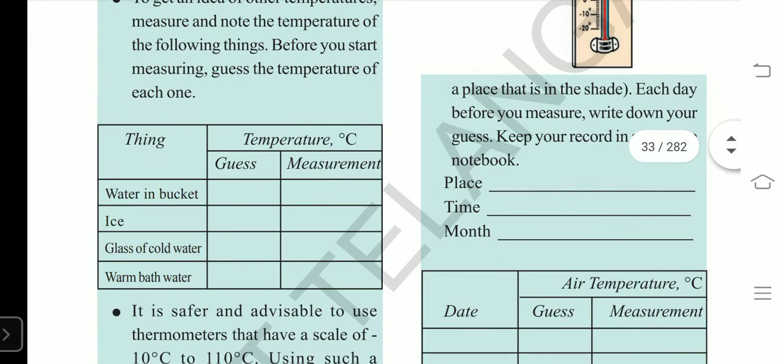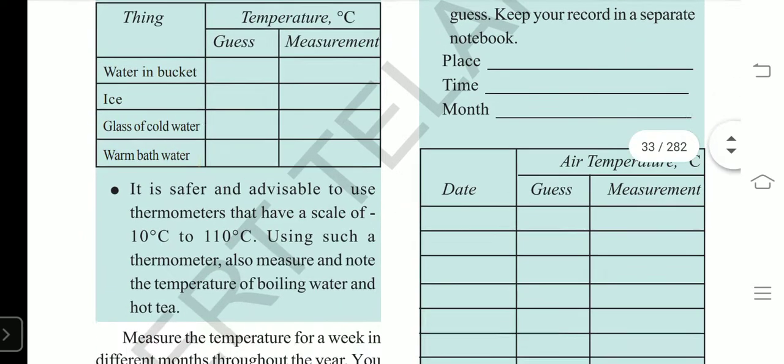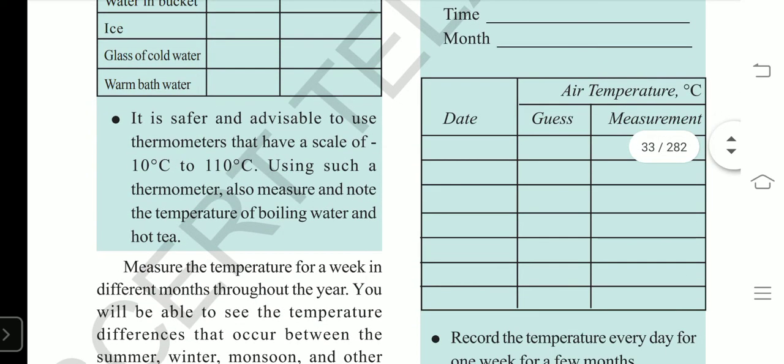Okay, but what I say is, there is no need of practical work, but if you do it, it will be useful for you, in that you will come to know that the temperature will be different for different things, understand? So how to measure the temperature, understand?